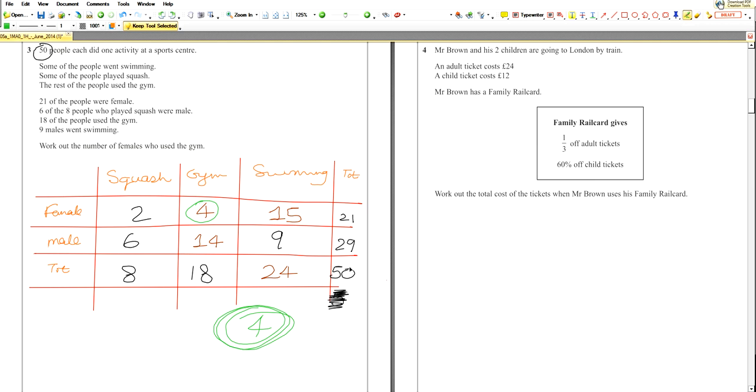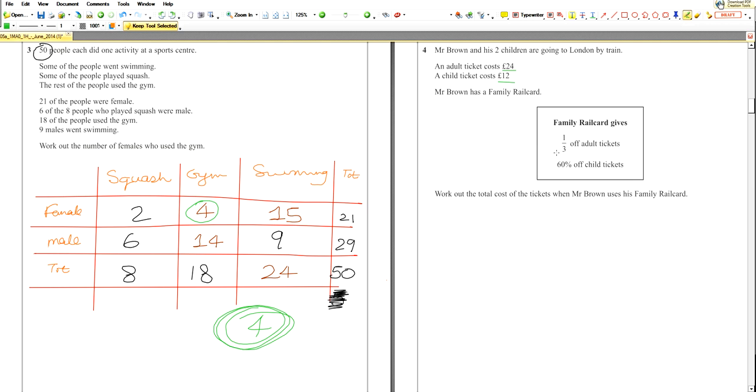Okay, question number 4. Mr. Brown and his 2 children are going to London by train. An adult ticket costs £24 and a child ticket costs £12. Mr. Brown has a family rail card. Okay, so you've got some discounts here.